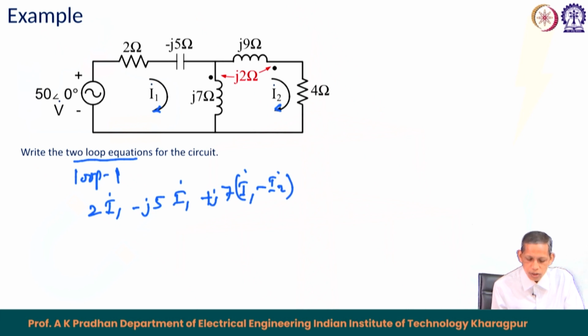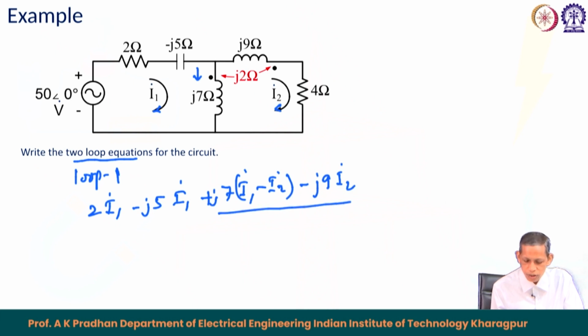Now, in addition to this self drop, there will be a mutual drop in the 7 ohm. So, the mutual drop will be I 1 minus I 2 downward. Current is entering here and I 2 is leaving at this terminal, so the corresponding mutual term will be negative. So, minus J 9, and the corresponding current here happens to be I 2.